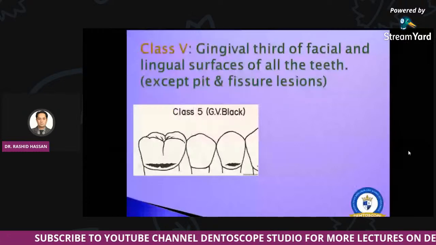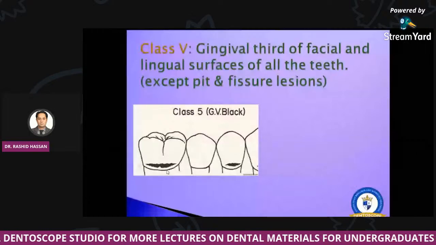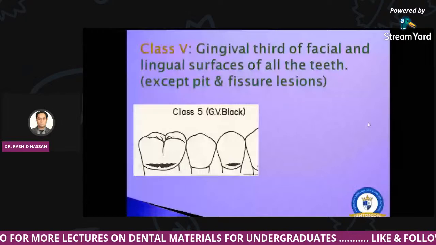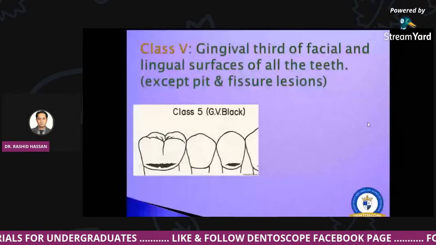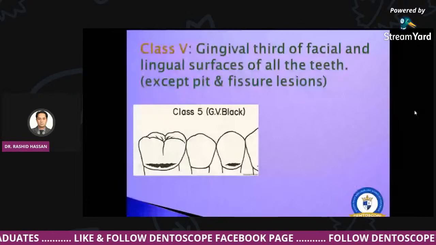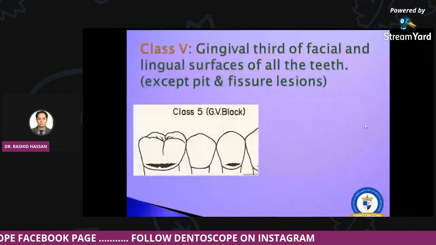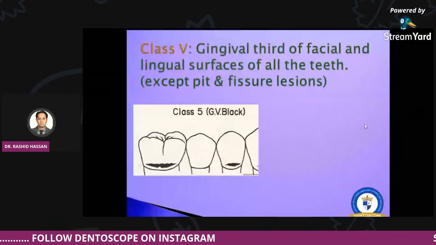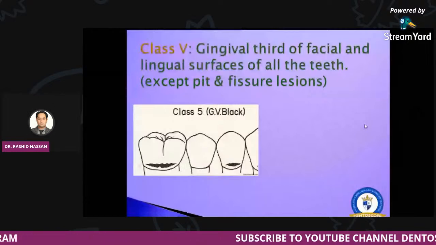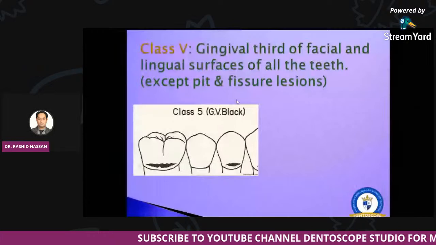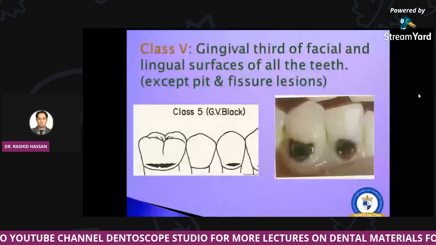You can see the lesion, mentioned in the blackish color here, that it is present on the gingival third of the tooth, at the facial or the lingual surface. But it does not involve the pit and fissure, because as I told you, if pits and fissures are involved, that will be class 1, so it is except pit and fissure lesions. And here is the clinical picture of class 5 cavity according to GV Black.